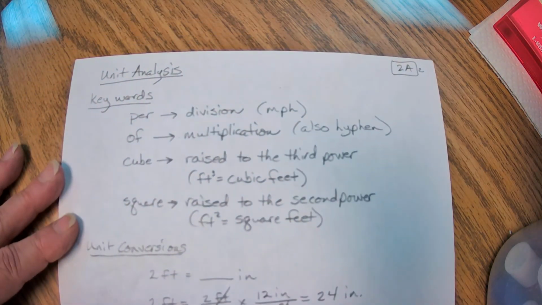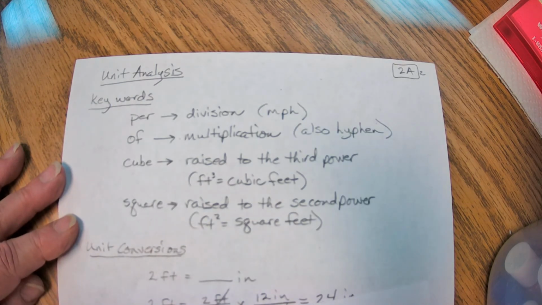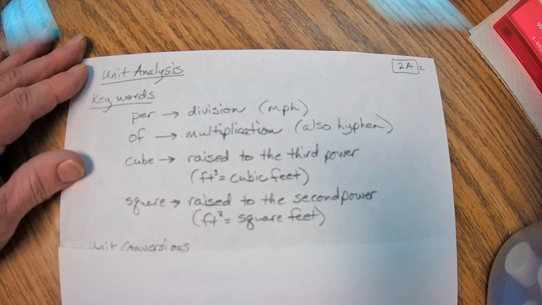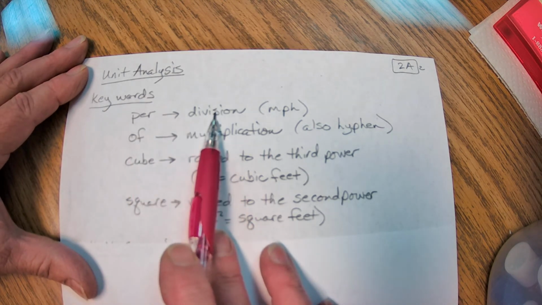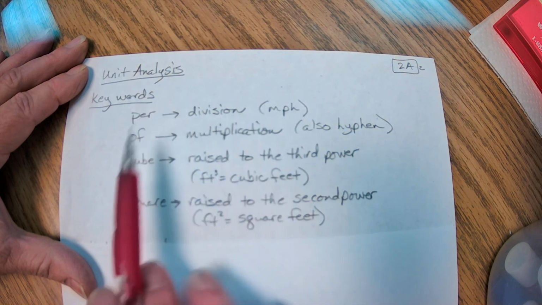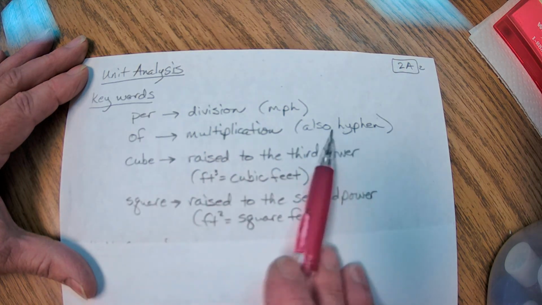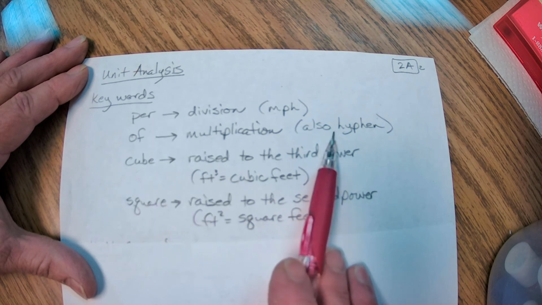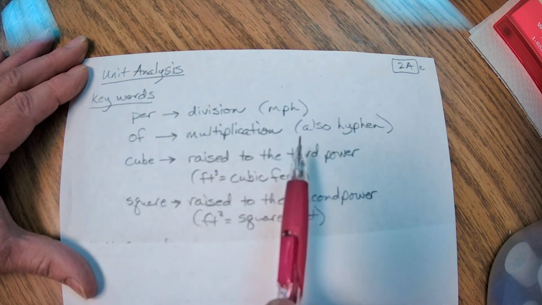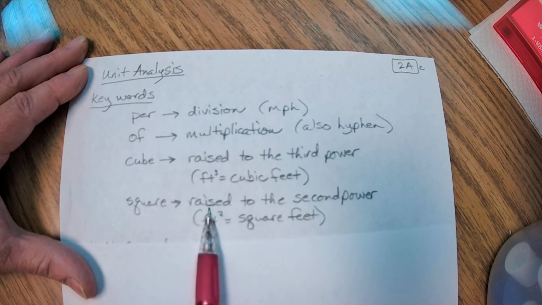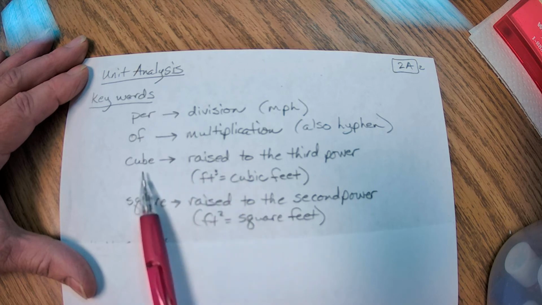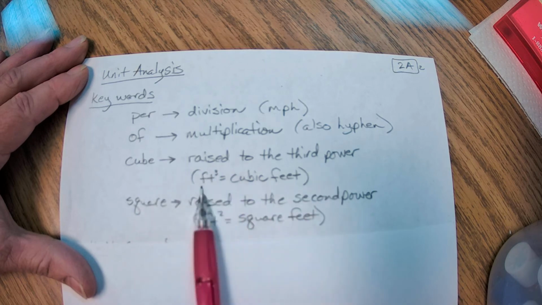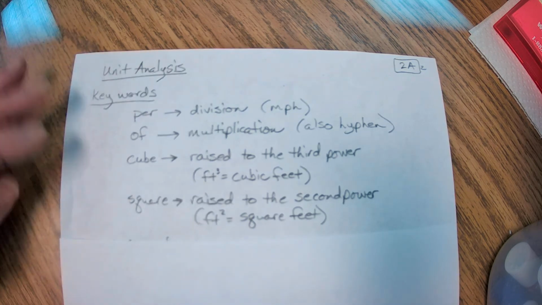So what we just performed was unit analysis. Keywords that you're going to want to be reminded of: per implies division, miles per hour. Of, also anything that's usually hyphenated implies multiplication. Squaring something is raised to the second power, so feet squared means this is square feet. Anything cubed is raised to the third power. This is cubic feet.